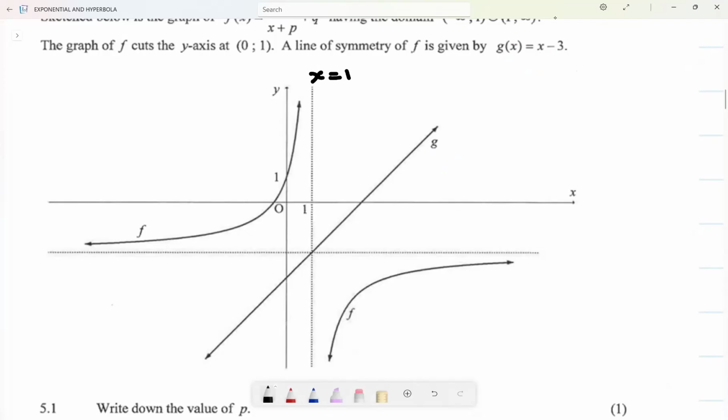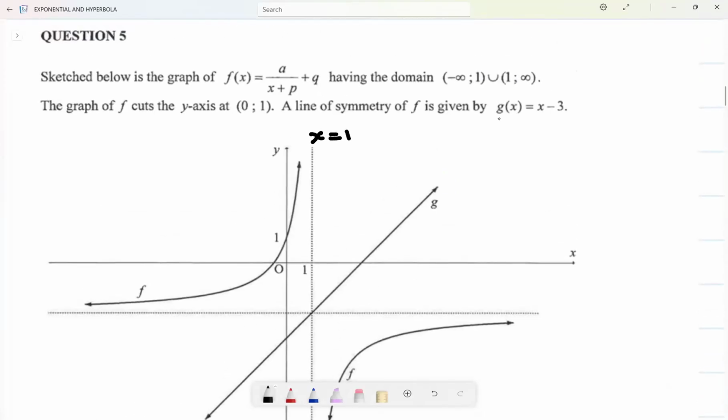So remember, I'll get back to this one. How do I find the equation of a line of symmetry with a positive gradient? I was going to say x plus p plus q, but now I already know it is equal to x minus 3. And I know here I have an asymptote at 1. So the equation is going to be x minus 1.